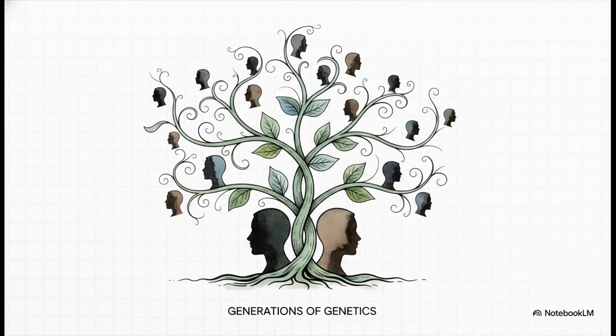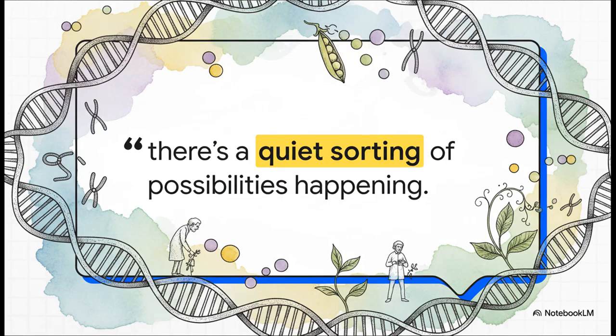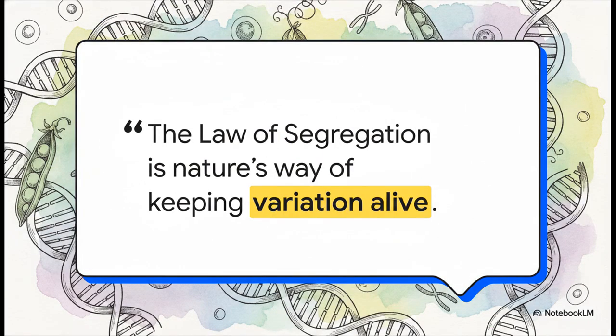And here's the coolest part. This exact biological mechanism applies directly to your own family tree. That's exactly why you might have your grandparents' dimples or tongue-rolling skills, even if your parents don't. So inside every seed, every child, and every living organism, there's this quiet, amazing sorting of possibilities happening. The law of segregation is basically nature's brilliant trick for keeping variation alive. What hidden traits will you pass on?